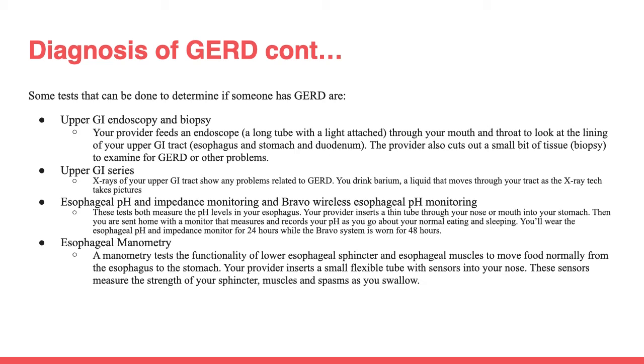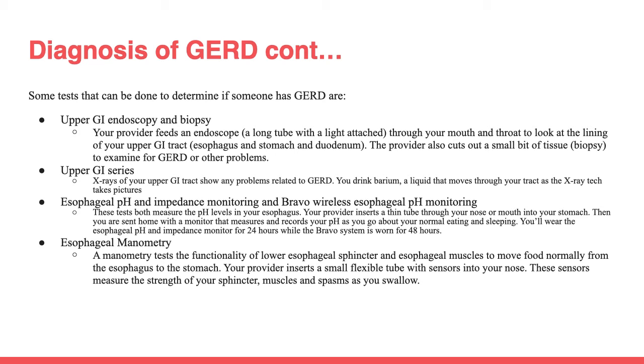The next test is an esophageal pH and impedance monitoring and Bravo wireless esophageal pH monitoring. These tests both measure the pH levels in your esophagus. Your provider inserts a thin tube through your nose or mouth into your stomach. Then you are sent home with a monitor that measures and records your pH as you go about your normal eating and sleeping. You'll wear the esophageal pH and impedance monitor for 24 hours while the Bravo system is worn for 48 hours.